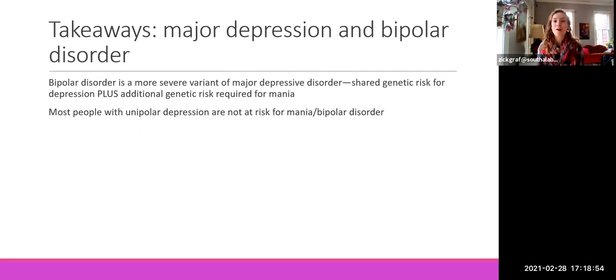They're less common, they have more biological risk and less environmental risk. People with bipolar disorder have the same genetic risk for depression that people with unipolar depression have, but they have extra genetic risk for mania too. And most people with unipolar depression, therefore, aren't particularly at risk for mania or bipolar disorder any more than anyone else is, because unipolar depression is very common and can be precipitated by environmental stress or by biological predisposition, whereas mania and bipolar disorder are really rare and they need to be driven by biological predisposing factors. In bipolar disorder, the environment really only acts as a trigger for something that's already there.